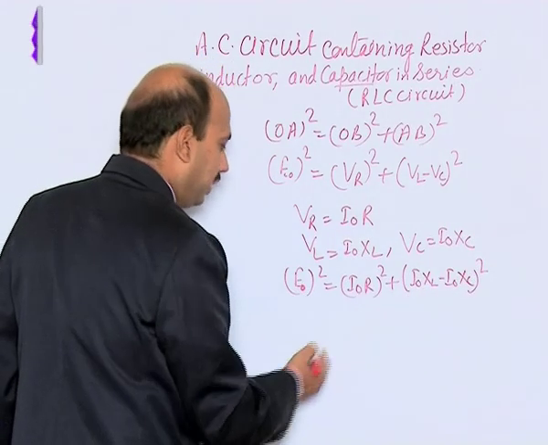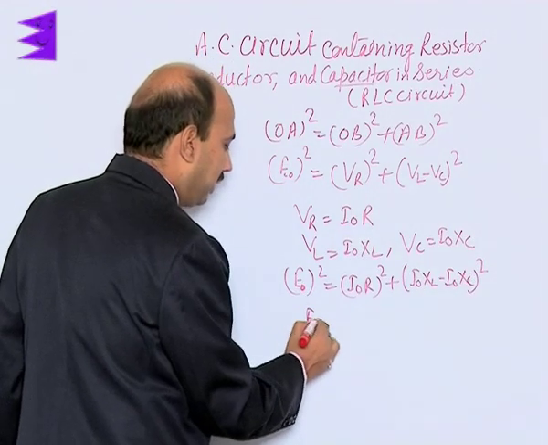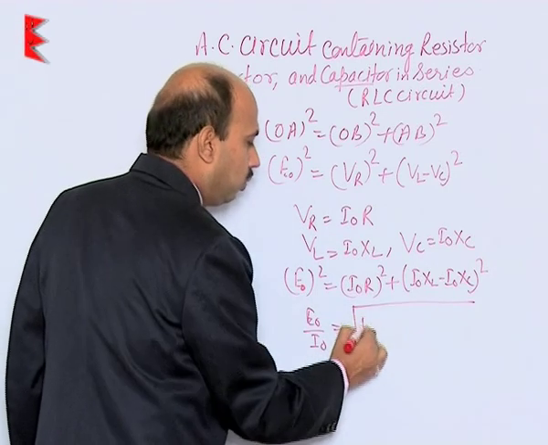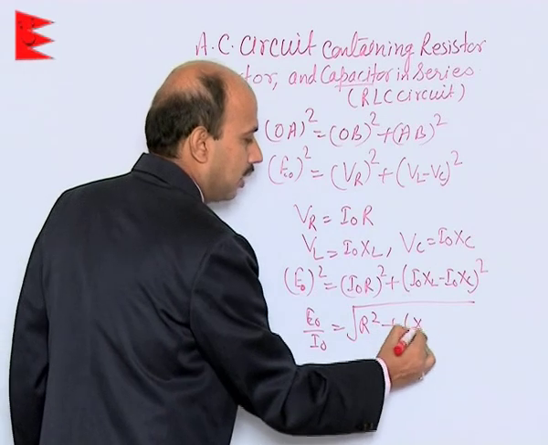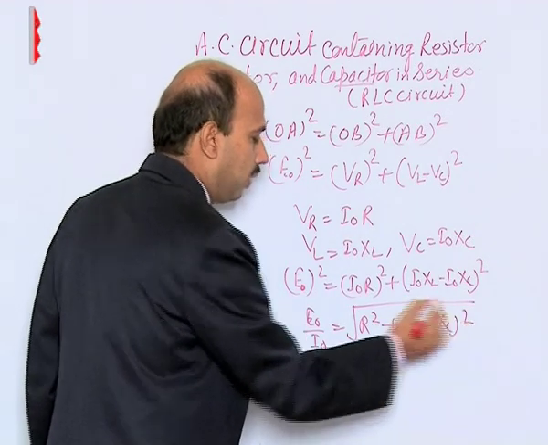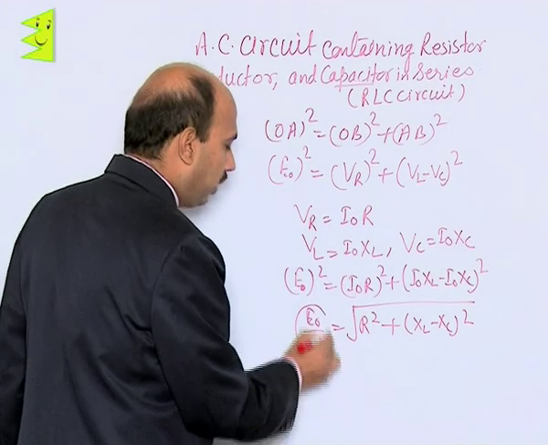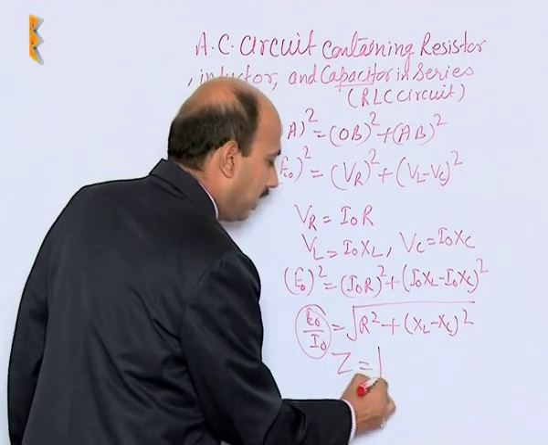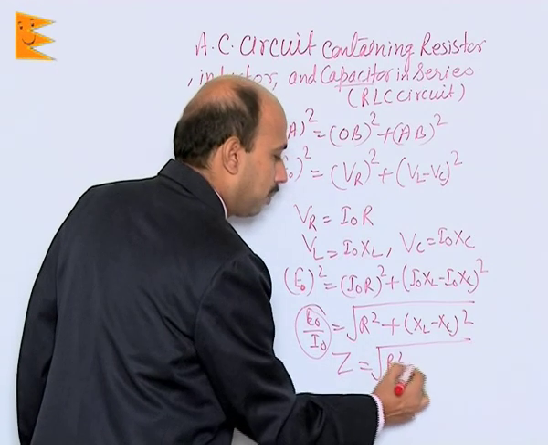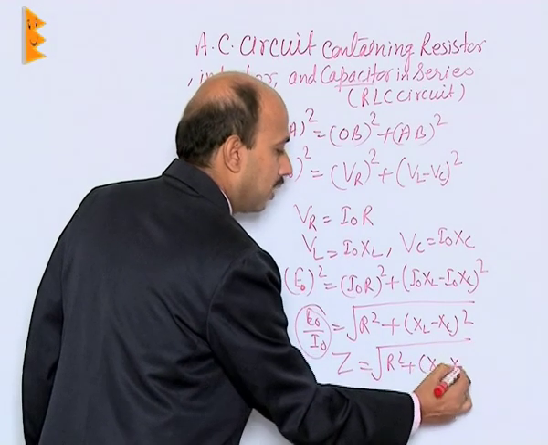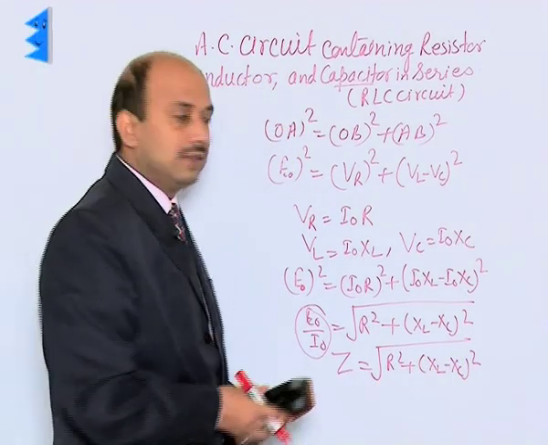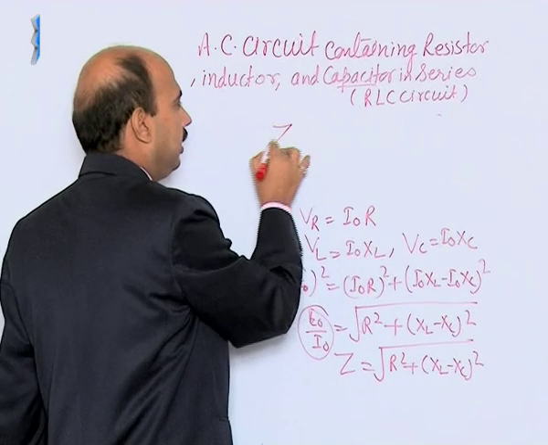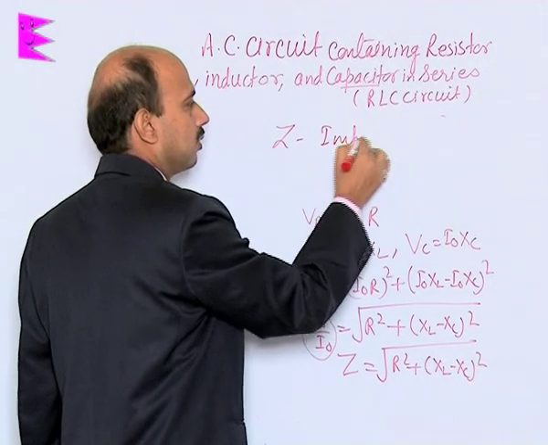We can take I naught common, and we will write E naught upon I naught is equal to the square root of R square plus XL minus XC whole square. This E naught upon I naught is known as Z, and its value is the square root of R square plus XL minus XC whole square. And this Z is called impedance.